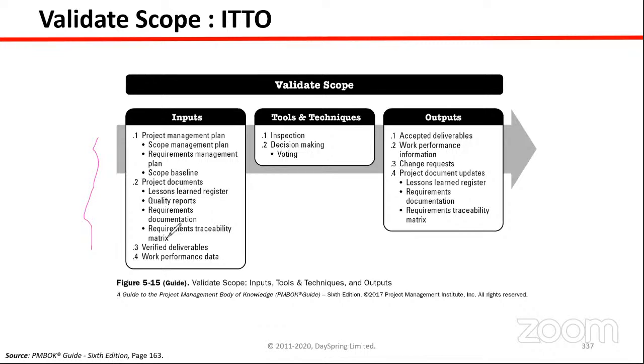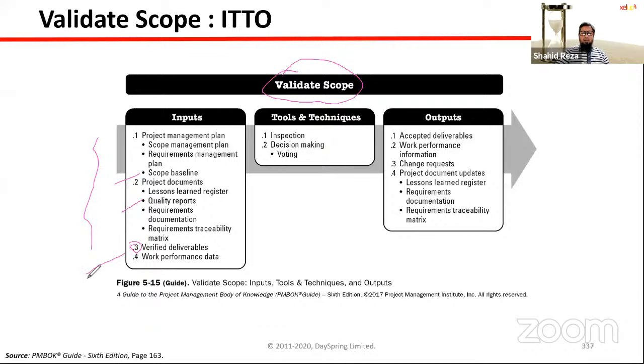Can anyone tell me? The quality report will be a supportive input, but what will be the main input? Scope baseline, requirements, these are also supporting. The main one is verified deliverables, because you are involving your customer to validate. And this verified deliverable comes from where? Control quality. After quality checking, you are ensuring that all deliverables are verified.